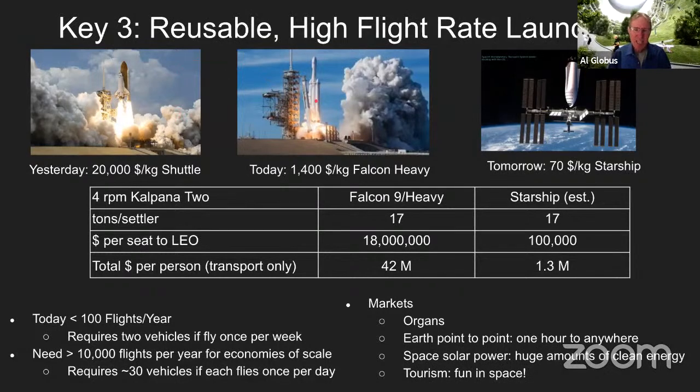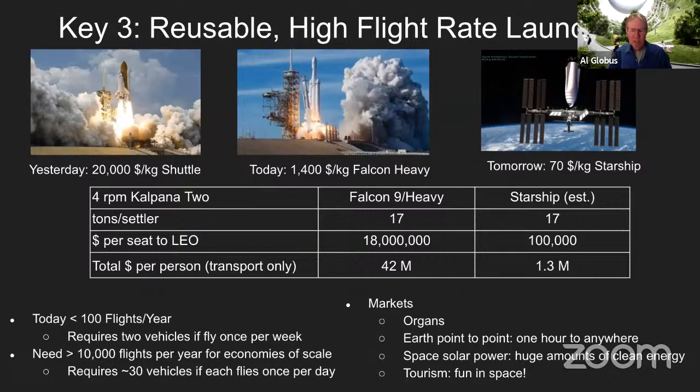This is the Falcon Heavy. You can tell because it's got the 3 cores, okay? It costs about $1,400 per kilogram to put material in low Earth orbit, and has flown a few times. So that's promising. So what if we figure out how much it would cost a person to pay for their share of the materials and a seat to get there?